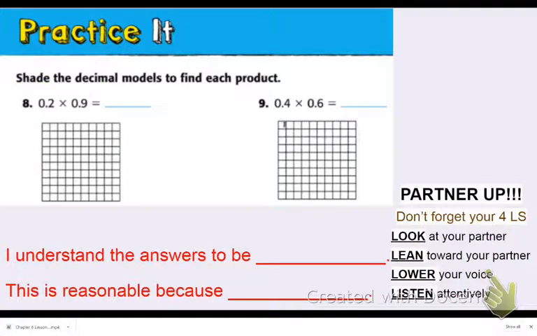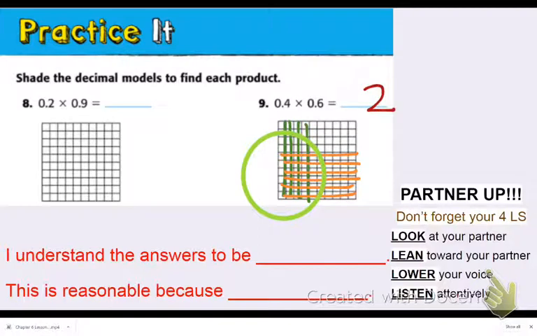I'm going to go ahead and shade 4 tenths. And then I can go ahead and shade 6 tenths. 1, 2, 3, 4, 5, 6. Now I'm going to count how many are shaded in green and orange together. And I can see that there's 24 shaded together. Okay, I got to solve. See where it's reasonable. Well, I can see there's 24 shaded out of 100, making sure the 4 is in the hundredths place. I can move on.